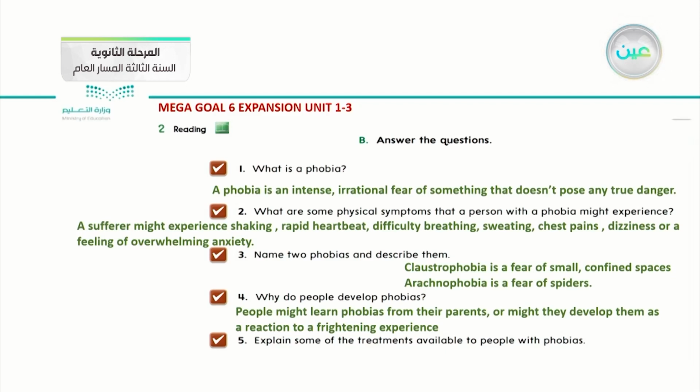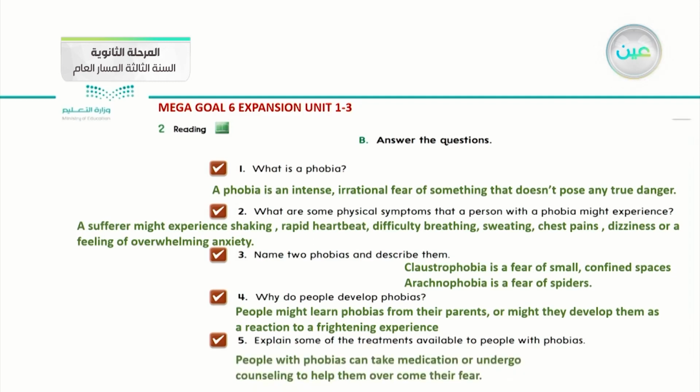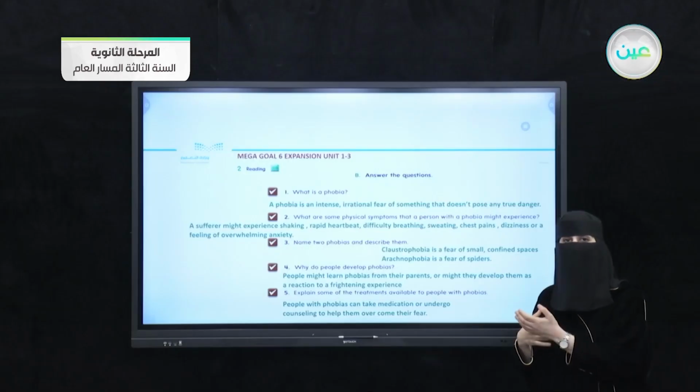And the last question is, explain some of the treatments available to people with phobias. What do you think that is? We can say that people with phobias can take medication. This is the first solution. And or undergo counseling to help them overcome their fears. This is the second solution if you have a phobia. This is a summary of the reading passage and the more important points and elements mentioned inside it.